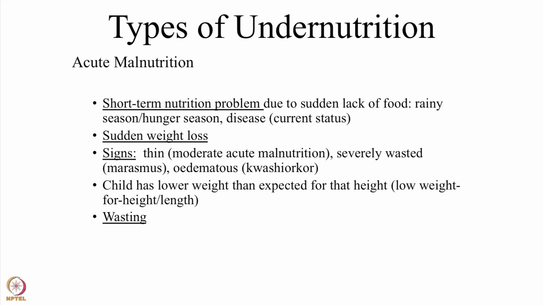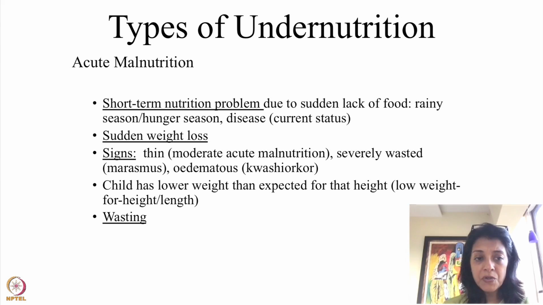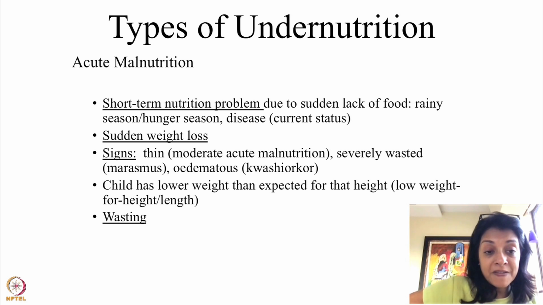Okay, so again, what is acute malnutrition? It is a short-term nutrition problem, primarily type 2 micronutrient deficiency. It could be because of a sudden lack of food, in the rainy season or in any famine. The signs are sudden weight loss: you're thin, severely wasted or edematous. We don't call it marasmus or kwashiorkor.